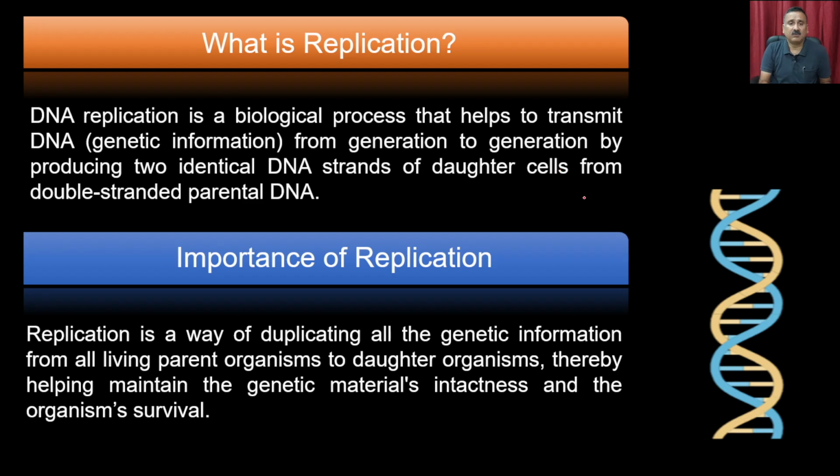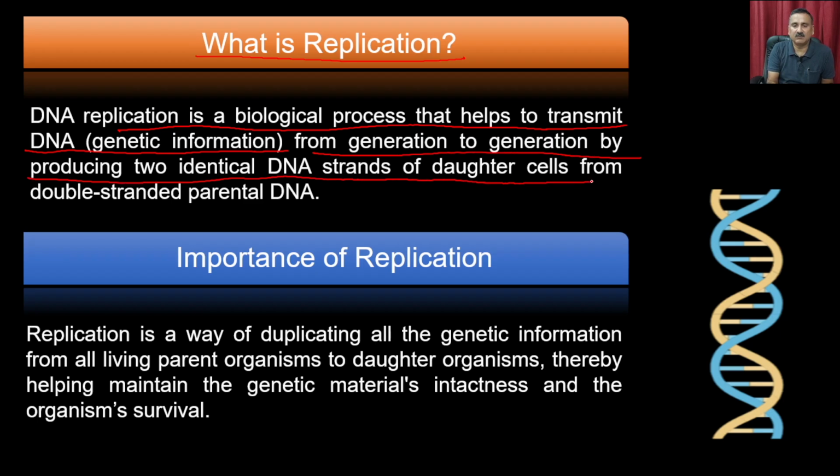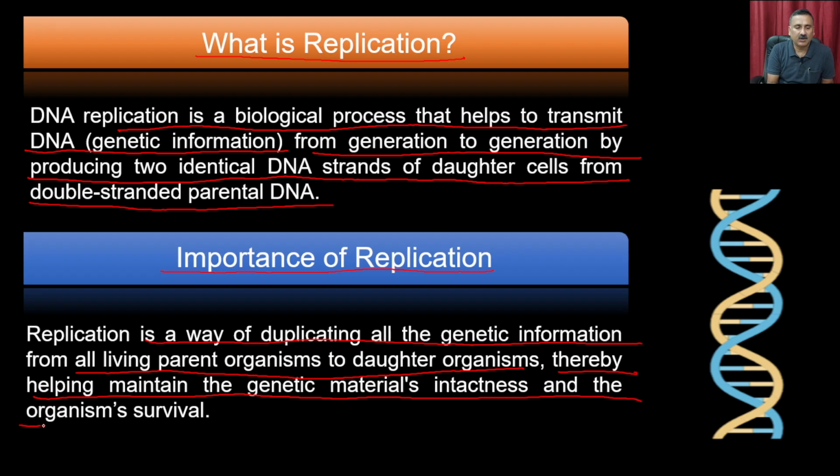So, the first question is, what is replication? We already discussed this. DNA replication is a biological process that helps to transmit the DNA or genetic information from generation to generation by producing two identical DNA strands for the daughter cells from the double stranded parental DNA. What is the importance of replication? Replication is a way of duplicating all the genetic information from the living parent organism to the daughter organisms, thereby helping maintain the intactness of the genetic material and the survival of the organism.